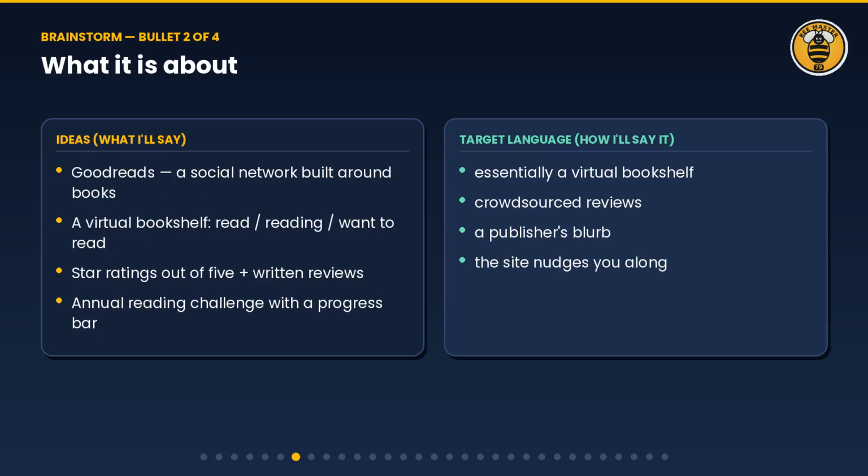Bullet 2. What it is about. The trap here is listing features like a brochure. Instead, Lynn gives one clean definition, a virtual bookshelf, then moves straight to what she personally values about it. Definition, then significance.